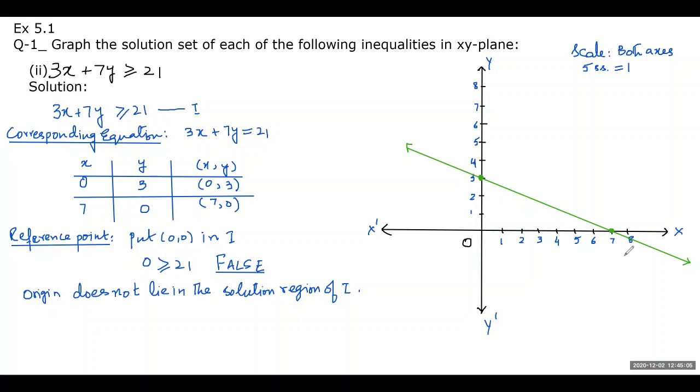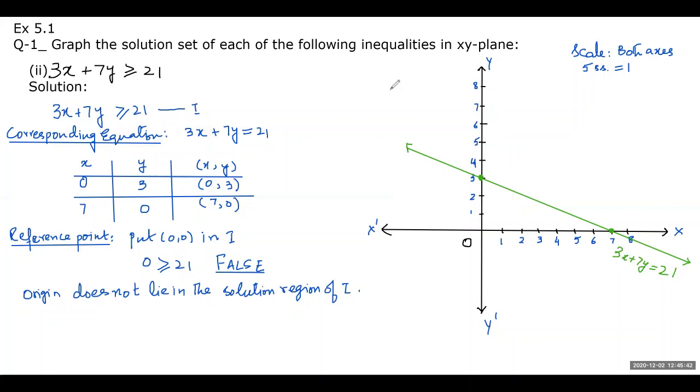3x plus 7y equals 21. Now this is the line represented by this equation. Now we will draw the solution region. Come to this sentence: the origin does not lie in the solution region. Now you can see that this line is dividing the whole plane into 2 regions, one here and the other here. You can see the origin lies in this region. What is our conclusion? The origin does not lie in the solution region. It means the solution region is the other one.